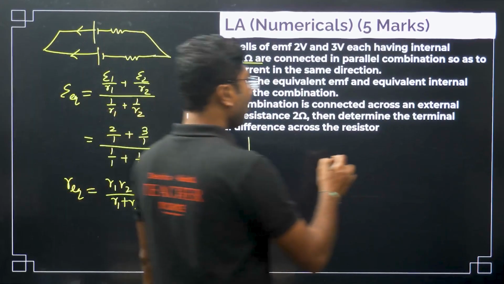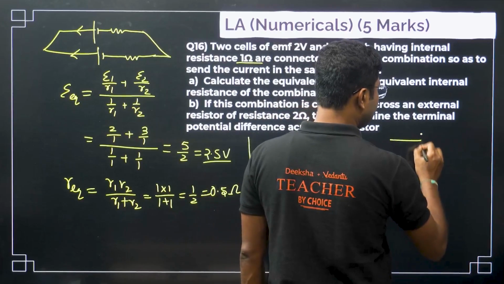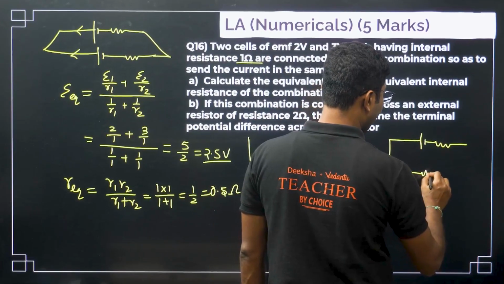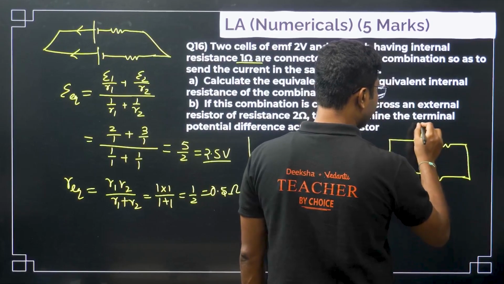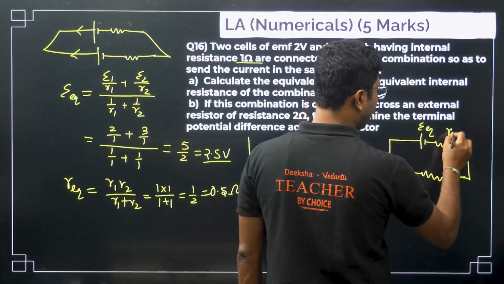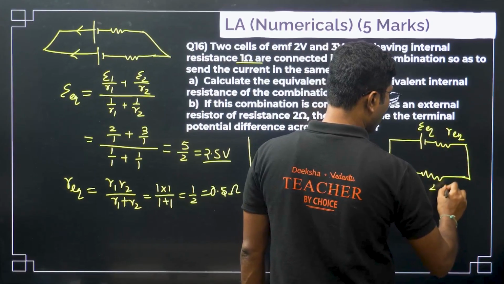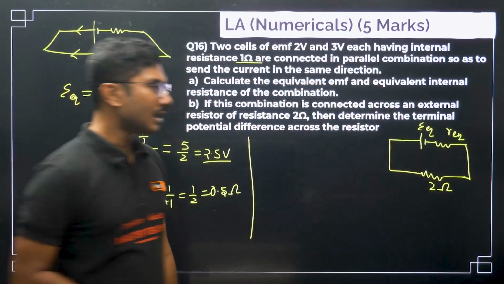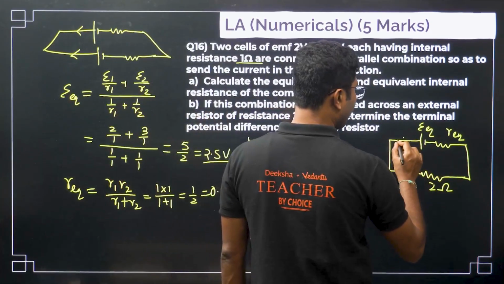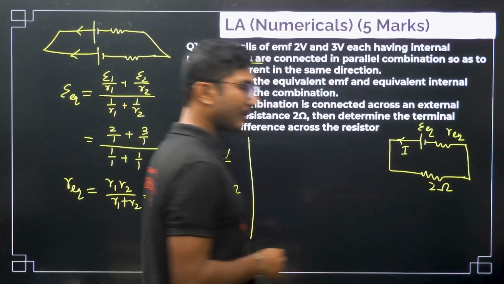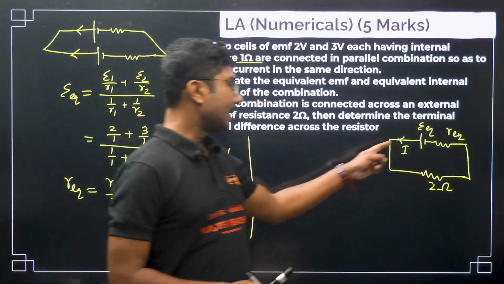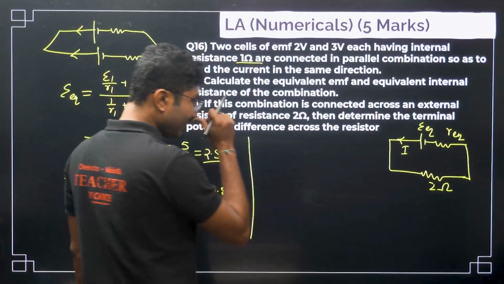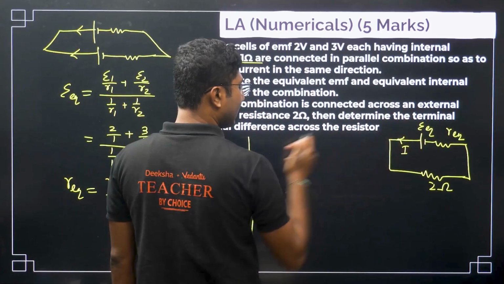So now we can consider this circuit to be an equivalent EMF circuit. We have already calculated the equivalent EMF. So this is epsilon equivalent, this is R equivalent, and the 2 ohm that we have connected. Now we are trying to find the terminal potential. To calculate terminal potential, first we have to calculate the current and then multiply current into resistance, and we will get the terminal potential. Okay, so first what is the current in this circuit?